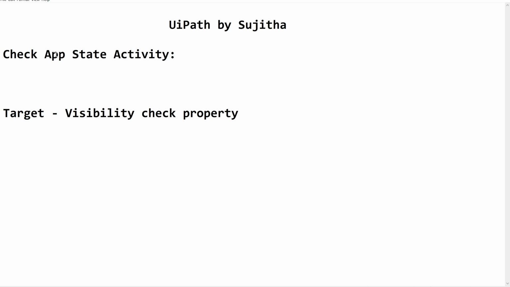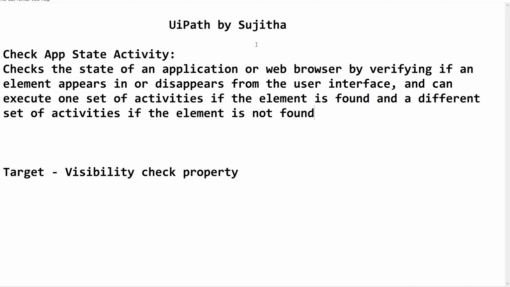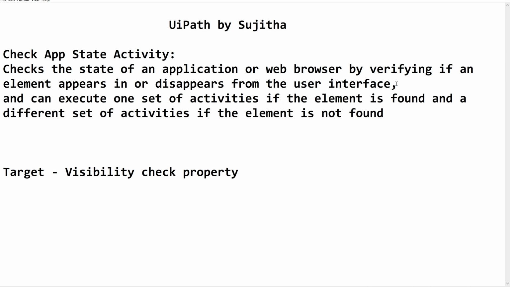Now inside this check app state activity, while we are checking the state of an application and deciding which set of activities to be performed, it has multiple properties in it. Now let us quickly open our UiPath Studio and see what all properties are there. To understand more in detail about this check app state activity, you can go through the check app state activity related videos in our channel. If not, I can give you the URL of this particular video.